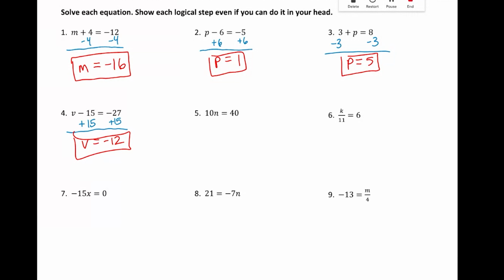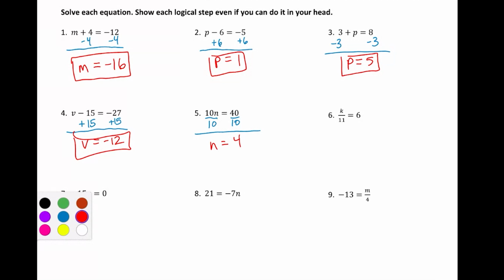Number 5 is 10 times n equals 40. I'm actually recognizing some of these problems. I think I might have got a little copy-paste happy from the notes to the homework, but that's okay. It's still good practice. We're going to divide both sides by 10 here. The inverse of multiplication is division, so we want to use that division property of equality, and we get n equals 4.